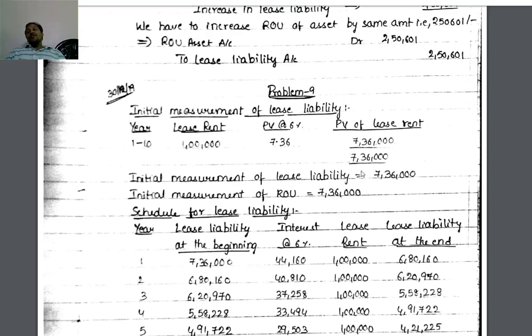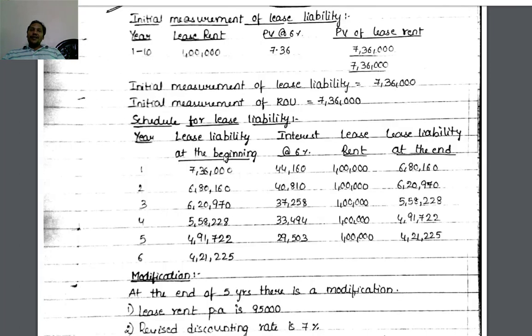So we'll prepare a schedule for lease liability. From that we can arrive at the balance at the beginning of 6th year. Schedule for lease liability, 5 columns. Here: lease liability at the beginning, interest at 6%, lease rent, lease liability at the end. So year 1, initial liability starts with 7,36,000. Interest at 6%, 44,160. Lease rent payment 1 lakh.